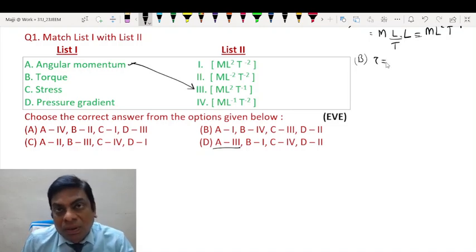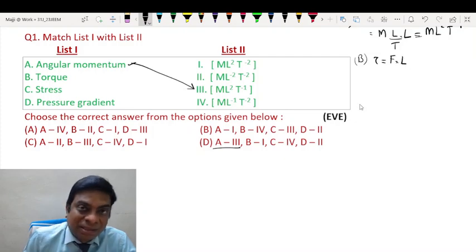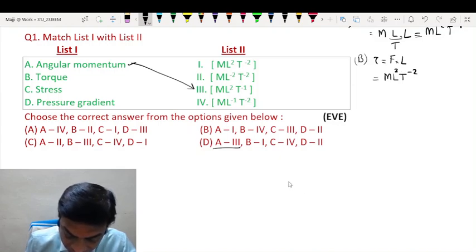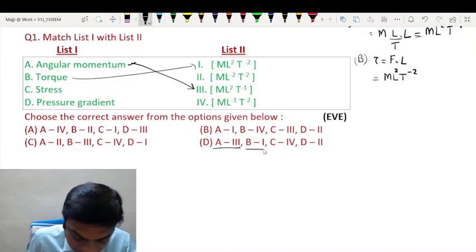The formula for torque is force into lever arm. So dimensionally, it will be force into some length or distance. So force is MLT⁻² and L here. So ML²T⁻². So torque should be mapped with 1. So as you can see, B is mapped with 1.